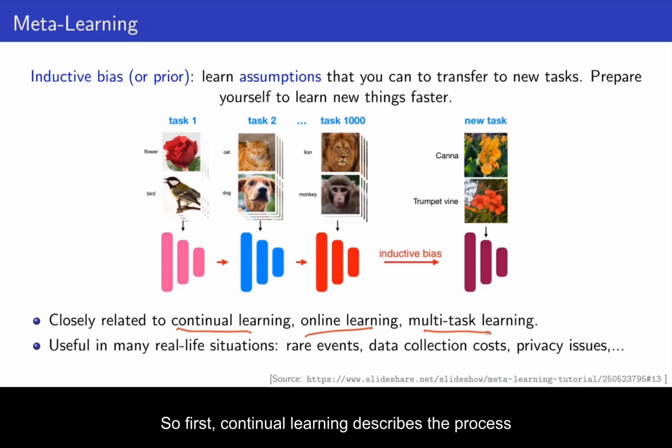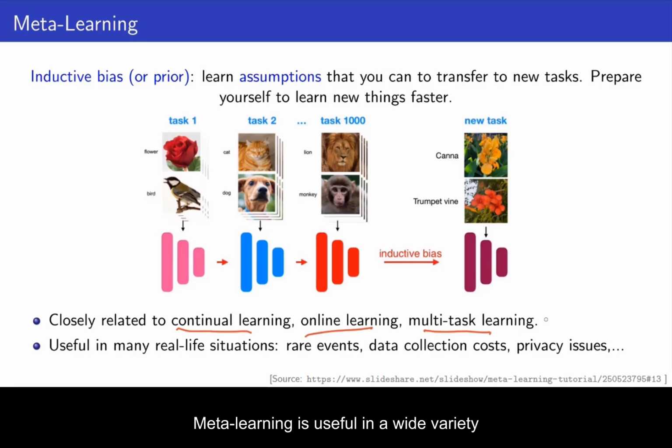So first, continual learning describes the process of learning a sequence of tasks. Thereby, it is ensured that the old task is not forgotten while learning a new task. Online learning is defined as considering training samples only once, which means in this context that you don't move back to an old task. And at last, multitask learning refers to jointly learning several tasks and benefiting from the regularization as well as the compute and the memory sharing that you will get by doing multitask learning.